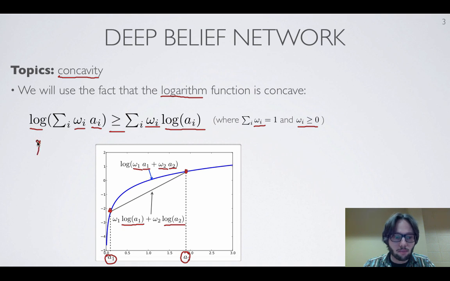And that's what this property refers to, but for any number of points, not necessarily just 2, but any weighted combination of any number of numbers. So that's an important property that we'll leverage to get our variational bound.